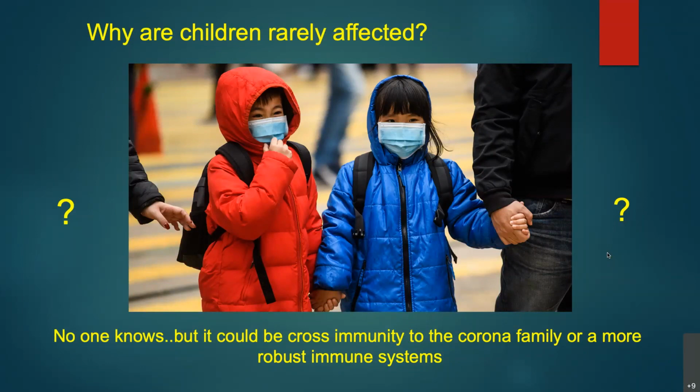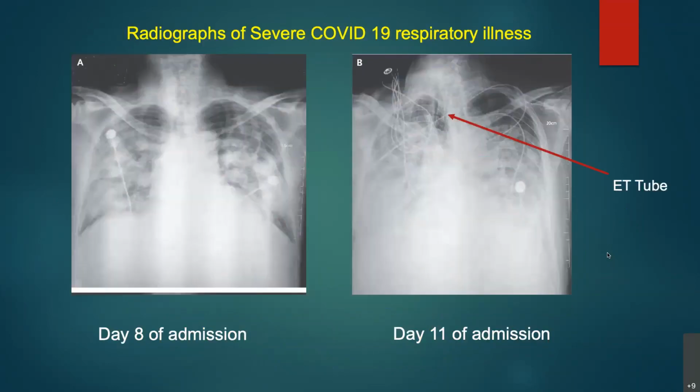It may be that the immune systems of these children are more robust than those of us who have waning immune systems as we grow older, or maybe that these children are seeing other members of the coronavirus family on a regular basis and have some cross immunity. If that is the case, that would be a very interesting thing to understand. I'm going to just show some radiographs of what it looks like when these people have serious disease.